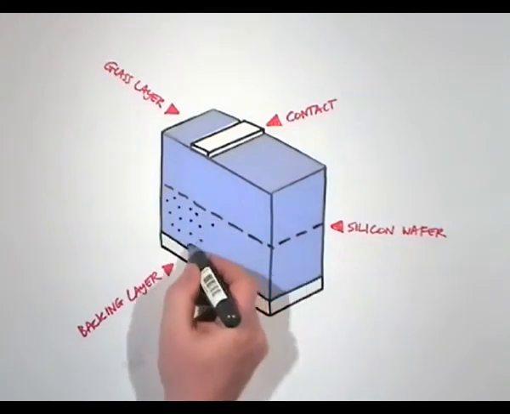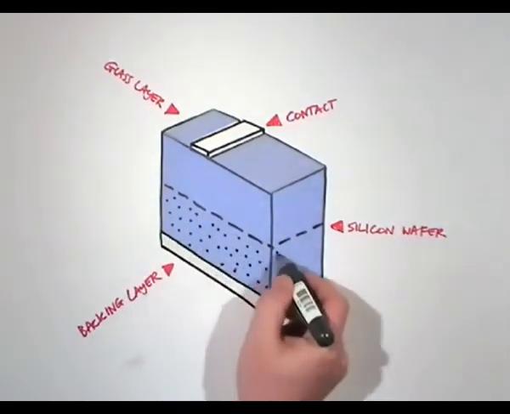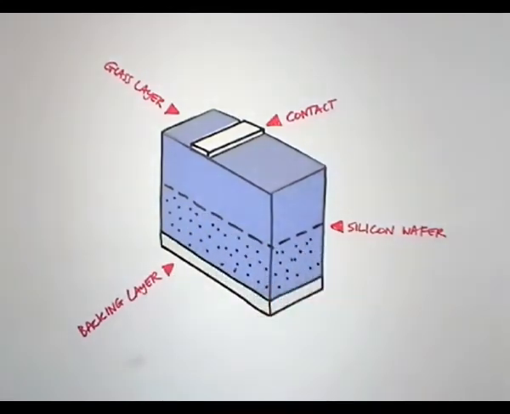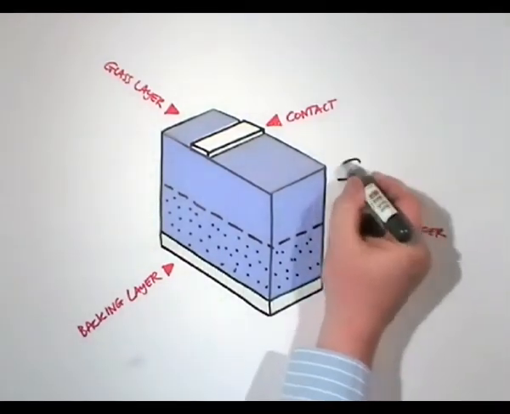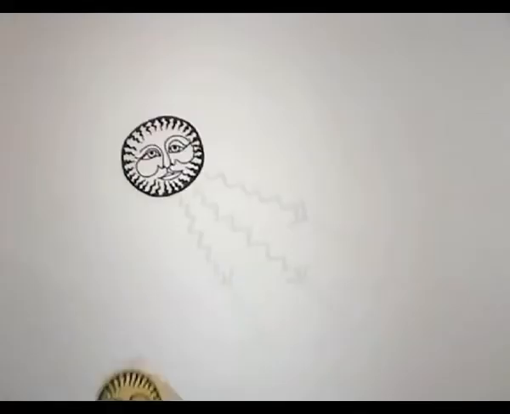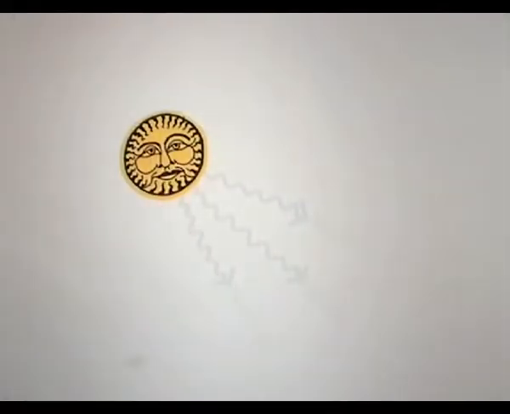One side has more loose electrons bouncing around and is negatively charged. The other has more atoms with holes in them where electrons could go. This side is positively charged. Now let's put the PV cell in the sun.